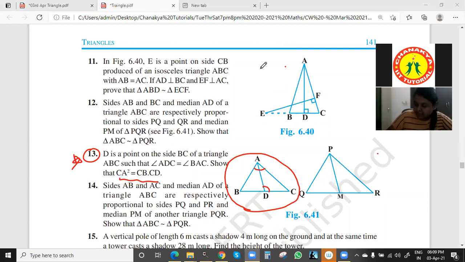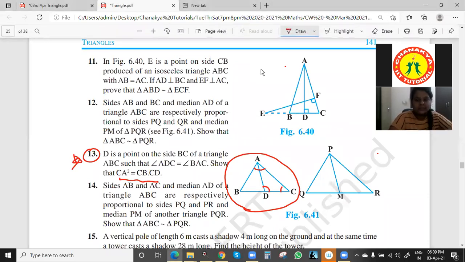Okay, see. The diagram is not given, but it will be like this only. Triangle ABC, D is a point on BC, and angle ADC is given equal to angle BAC. So we can take this triangle. This will be the common angle, angle C. We can prove that triangle ABC, the full triangle, is similar to the small triangle.